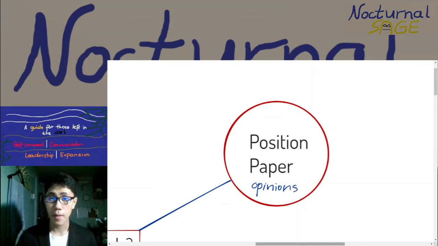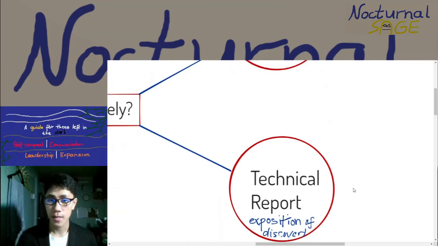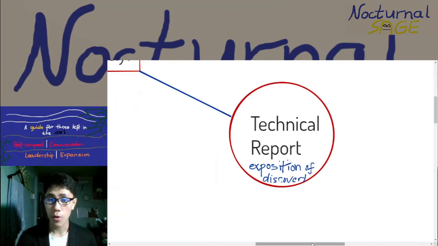Moving on, we learned about writing our opinions, making a stand on an issue, and defending it through opposition paper. And then lastly, we learned the way of writing technical reports. Research papers are usually the reports that are written in a senior high school program, college even. So how do we expose our discovery in an objective way?